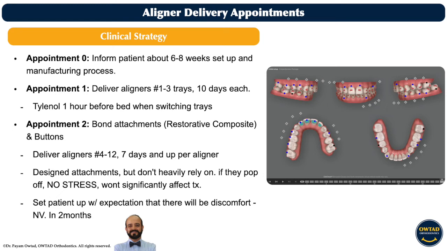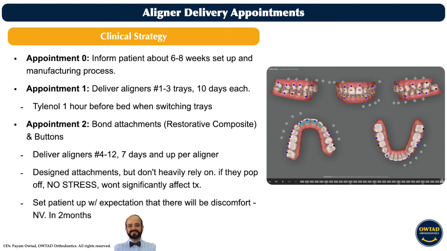And then appointment 2, they come back in a month. That's when you put the attachments on. And you tell them, okay, now the appliance is going to grip better. First of all, the attachments come at number 3. They've already been wearing number 3, so the teeth are moved a little bit. You put the attachment template number 3 on, bond the attachments, and you have them wear number 3 for another 2 days. First of all, it's not too long.